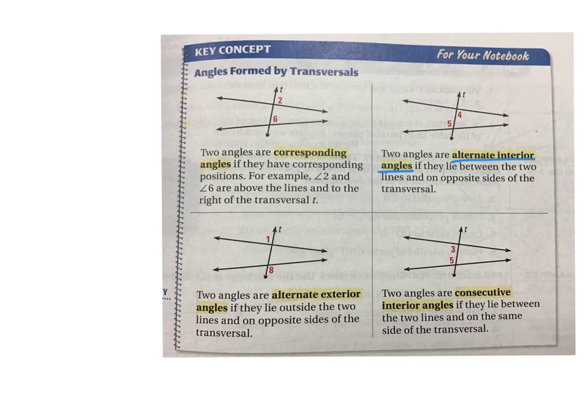Alternate exterior is the same thing. They're both on the outside of the crossing lines, but they're still on alternate sides. These would be, if you had it here and here, it would still be alternate exterior angles. And the last one, consecutive interior, they're both on the inside of the crossing lines, but they're on the same side of the transversal.